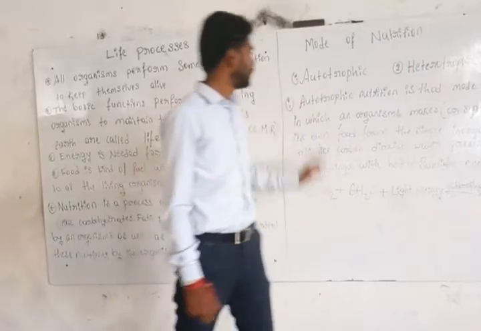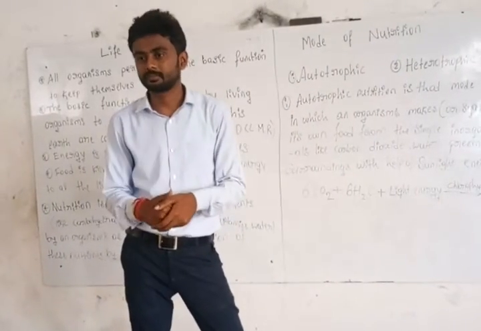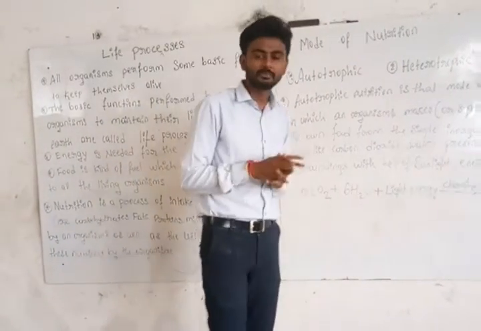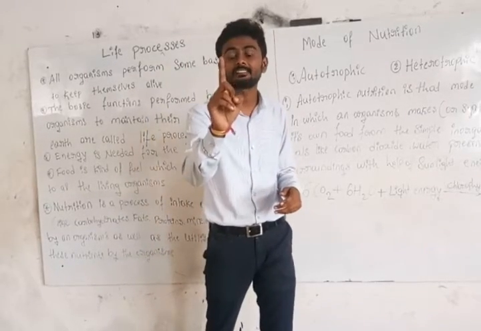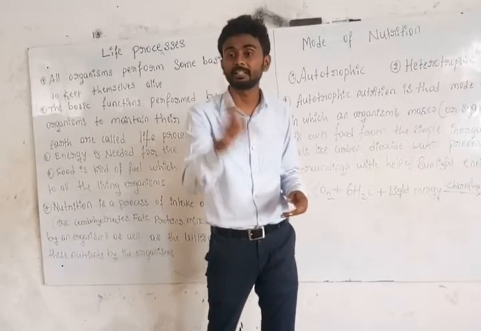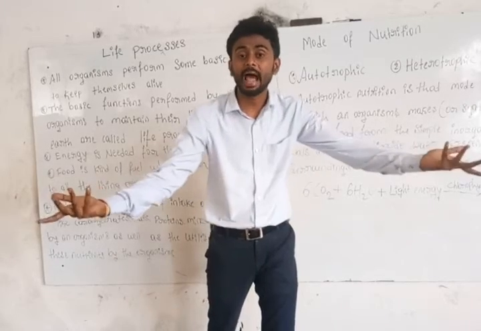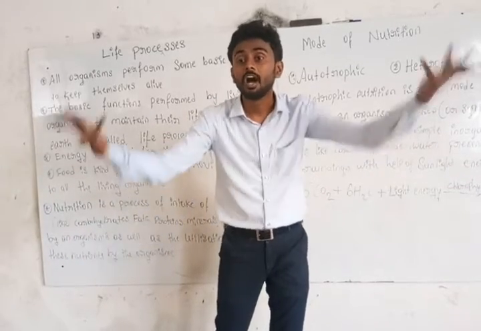Let's see. Now see, auto. Auto means what? Self. Here, one and only the plants can prepare their own food materials. So that's why the plants are called what? Autotrophs.